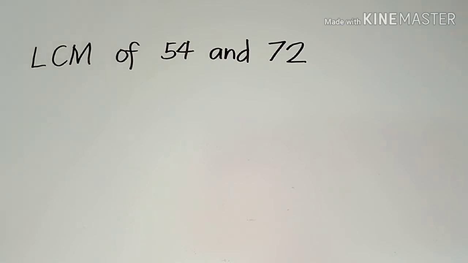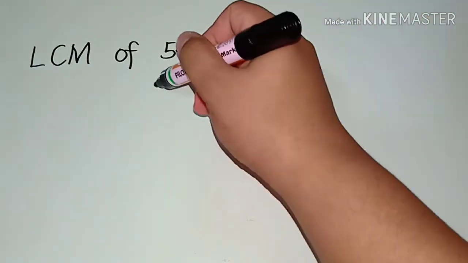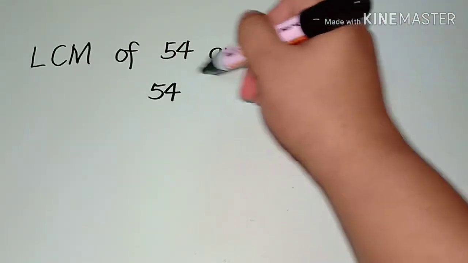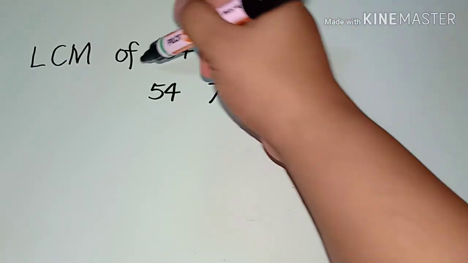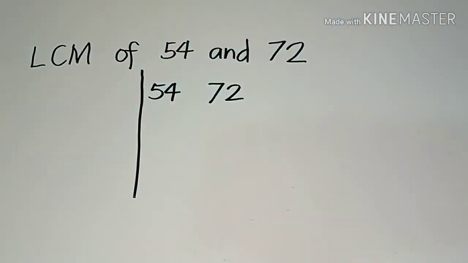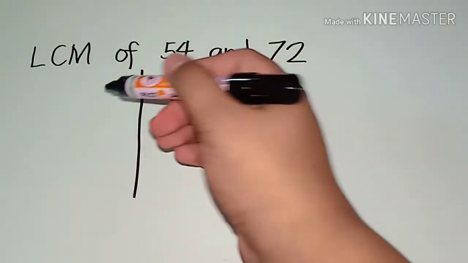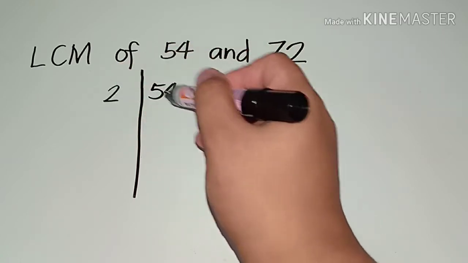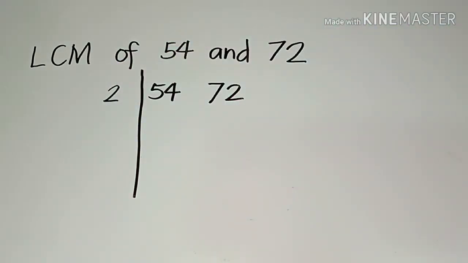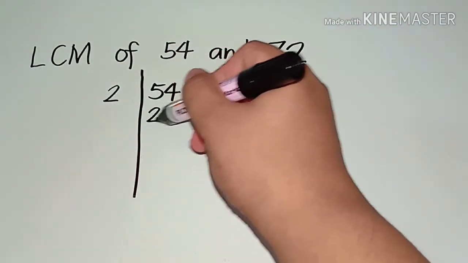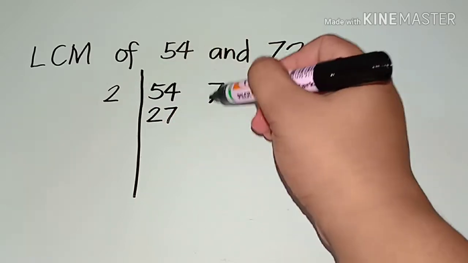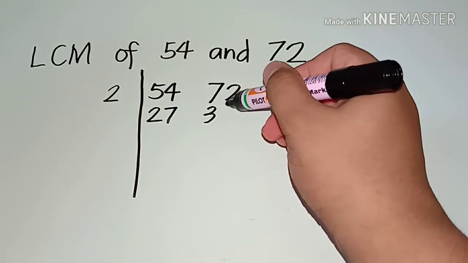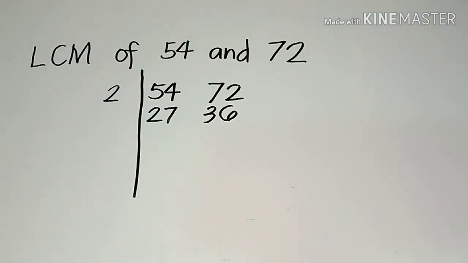Next example: what if we're looking for the least common multiple or LCM of 54 and 72? Just like what I did earlier, you would just copy 54 and 72 first, and we will use the ladder method. We will divide them by a common number, and we know that 54 and 72 are both even numbers, so we will divide them by 2. 54 divided by 2 is equal to 27. 72 divided by 2 is equal to 36. This time, we can still simplify it.